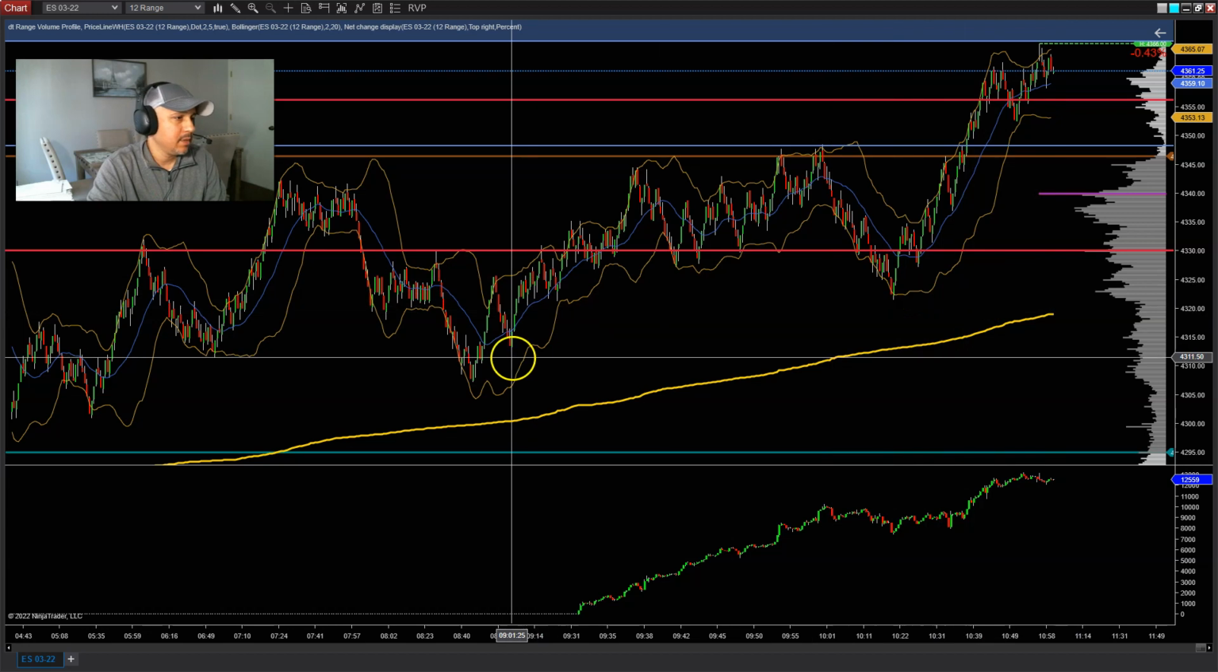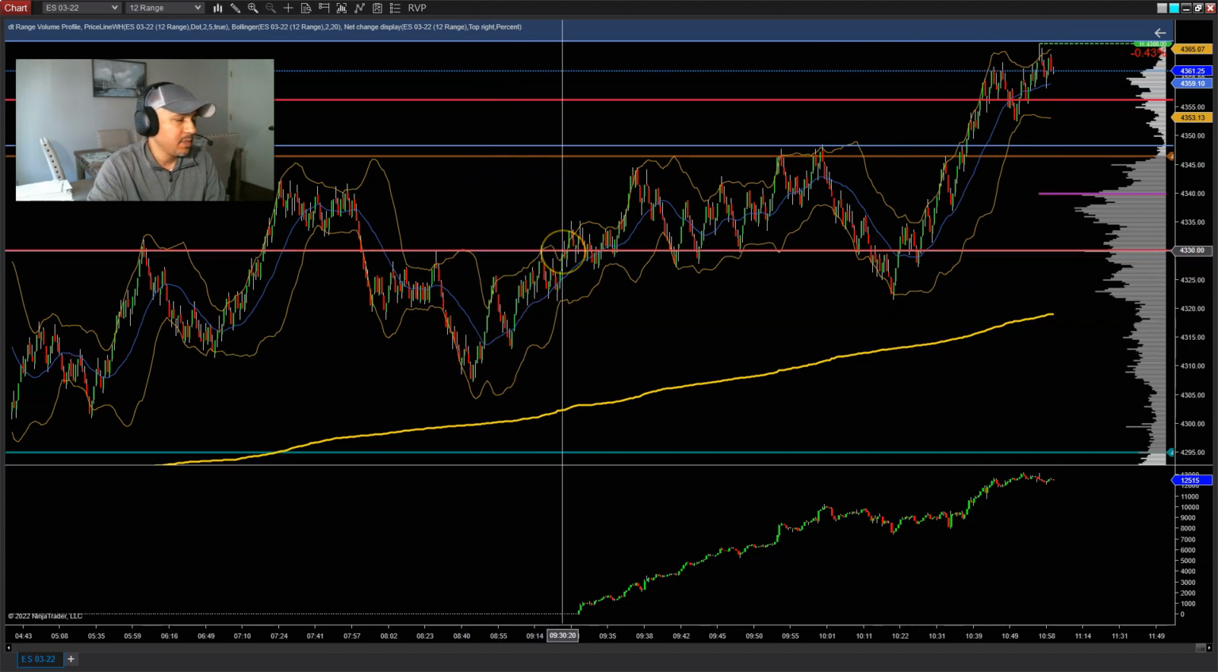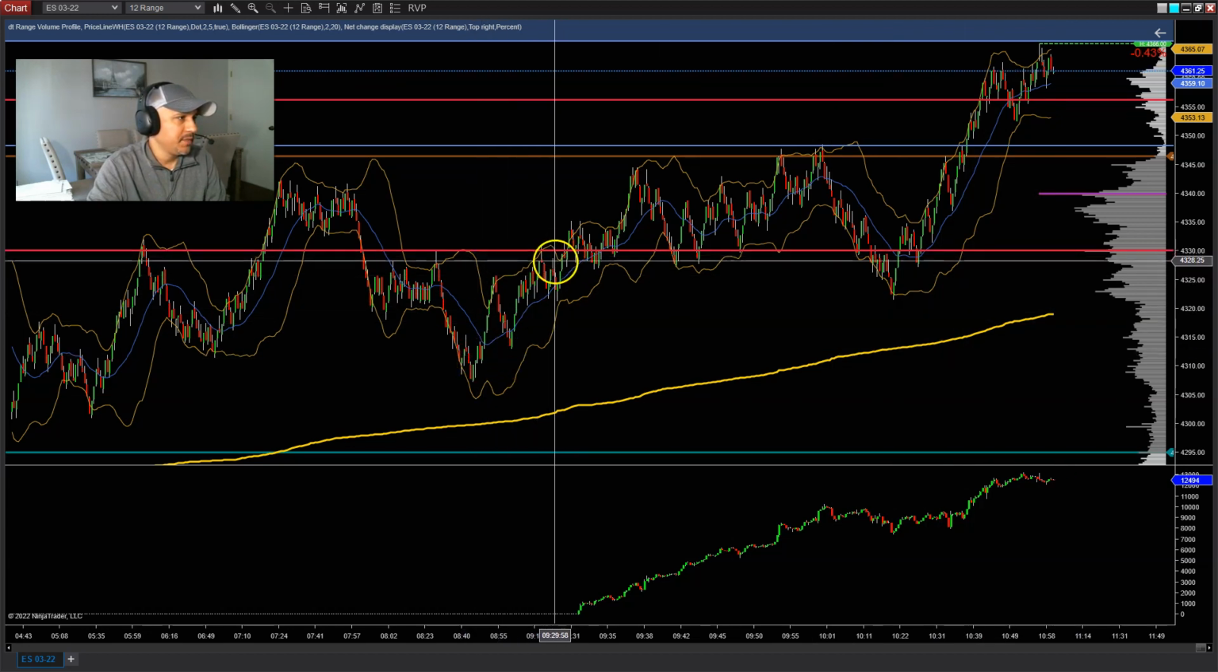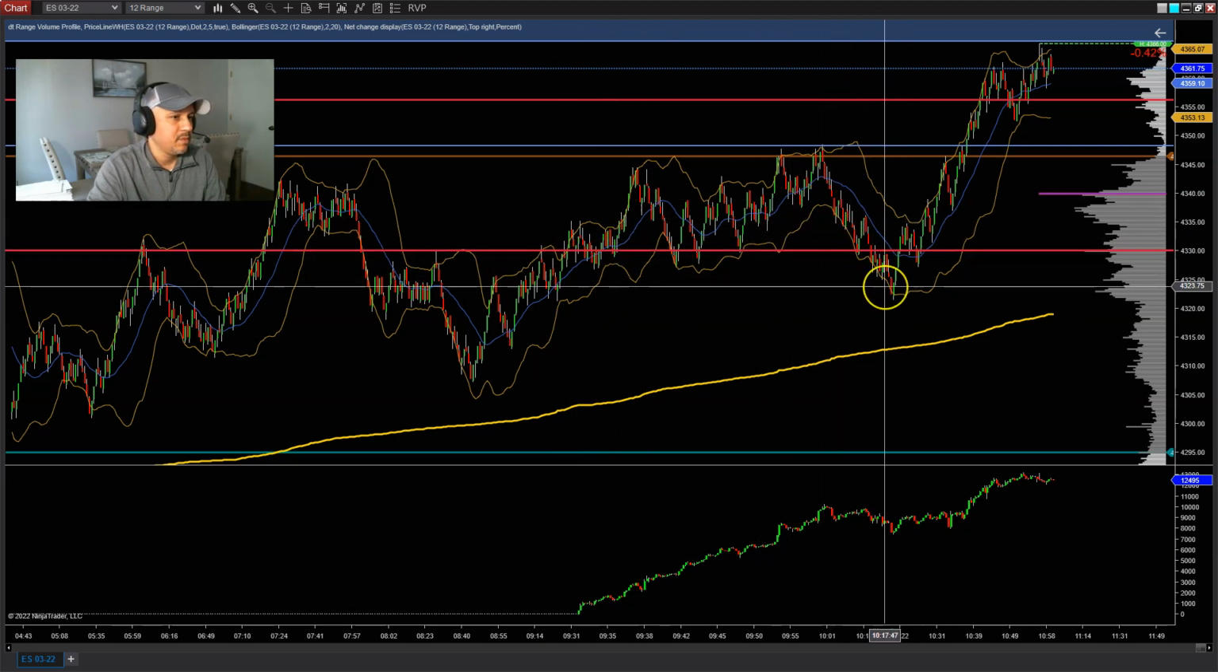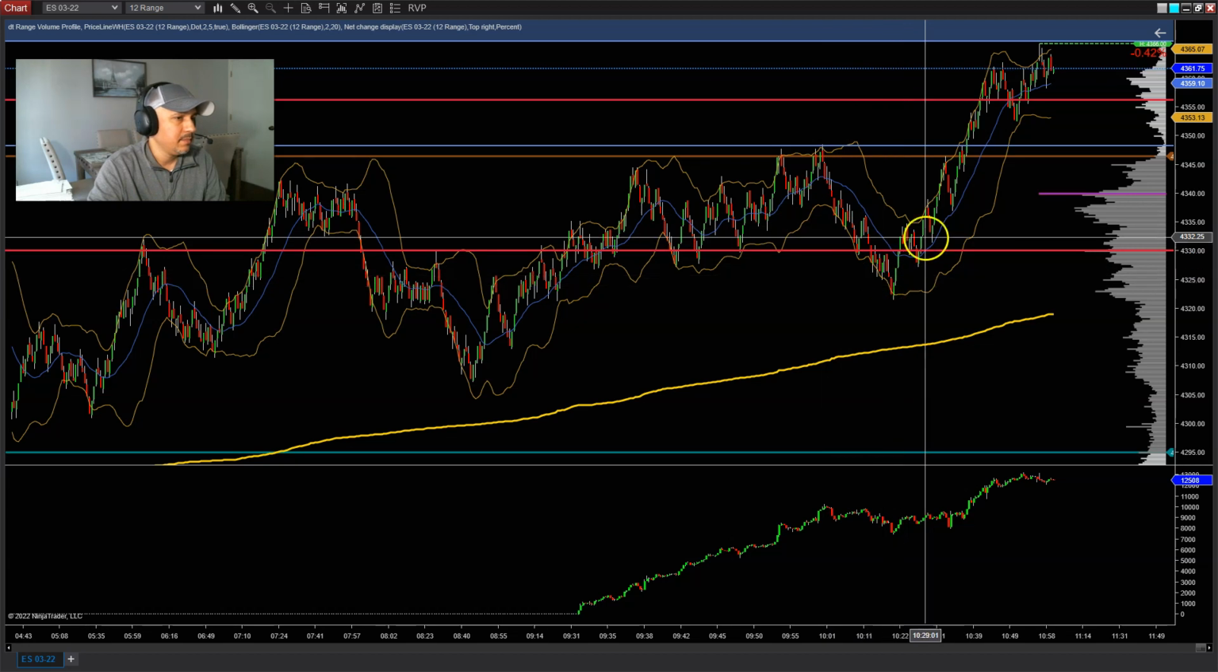Yeah, the market's just chopping along. So the market opened up the day session around this area here. Like I said, it just chopped, pulled back, and then it pushed higher.